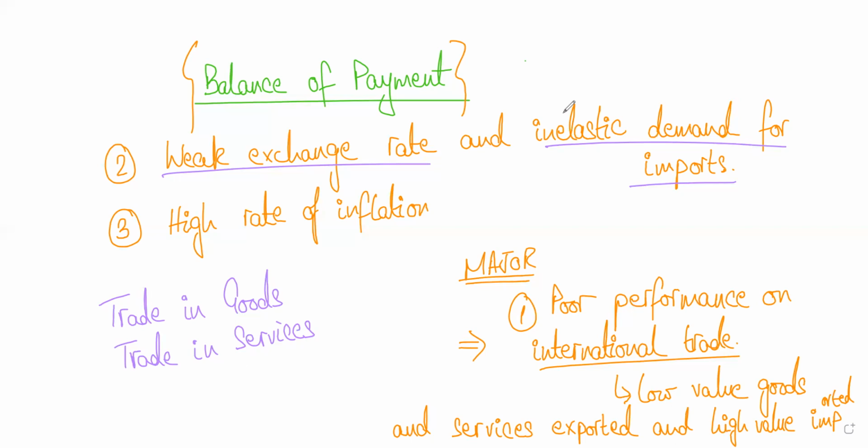But if we don't have substitutes, then we have to import it no matter what, and a weaker exchange rate makes it worse. And then comes in the high rate of inflation. If our country's rate of inflation is higher than other countries', as I was giving you the example, Pakistan exports cotton, Thailand, Vietnam also export cotton. But if the rate of inflation in Pakistan is more, our products will be less price competitive. So our products will become more expensive over time, which will discourage people to buy from us.